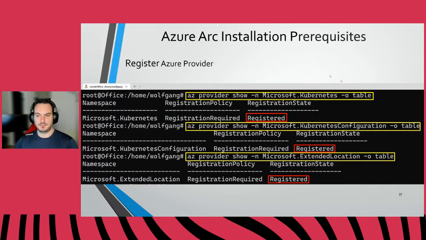After you did this, you only have to do it once in your tenant. You can use the az provider show command, and then just the name you want to show. And at the end, I use the -o, that's for output, and table to just display it nicely. And you can see here, all three are registered. This means you can continue. If they're not registered, you have to wait a bit longer. It takes about 10 to 15 minutes to register them.